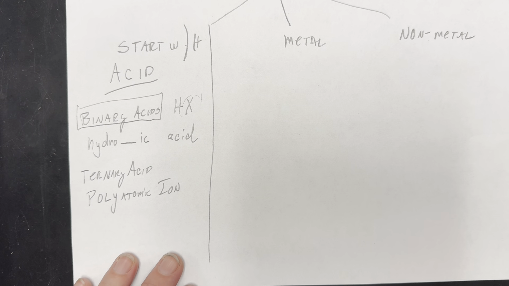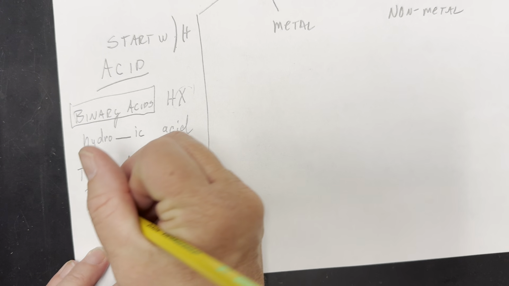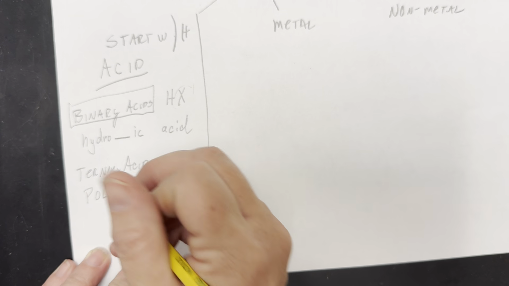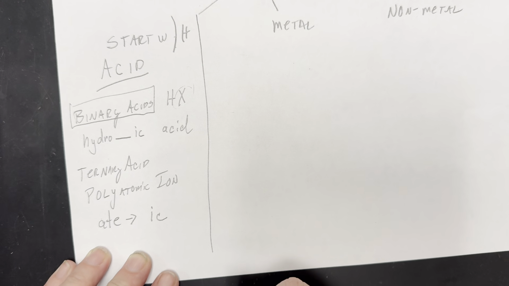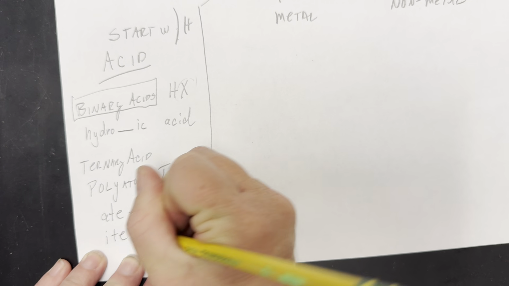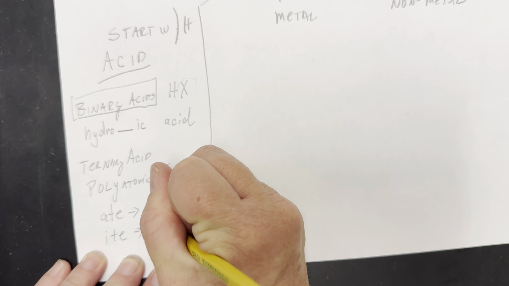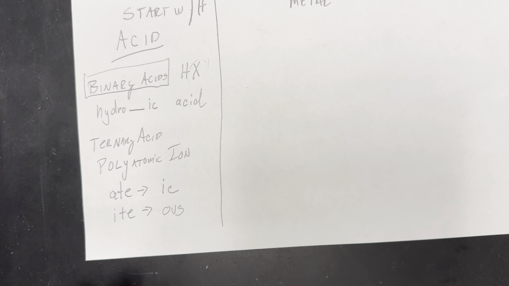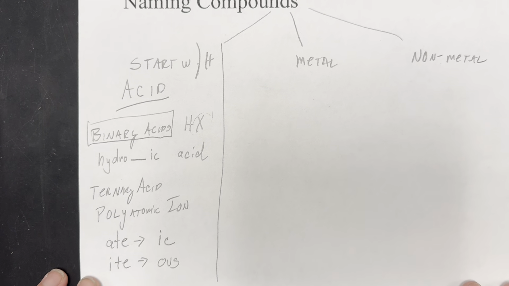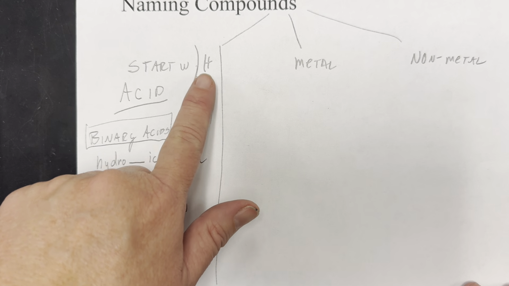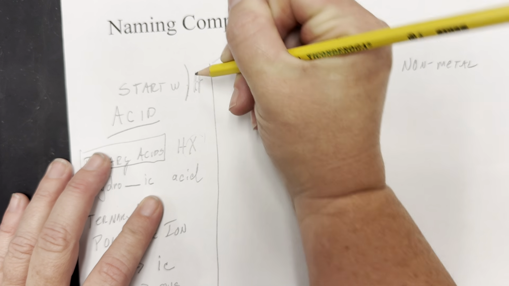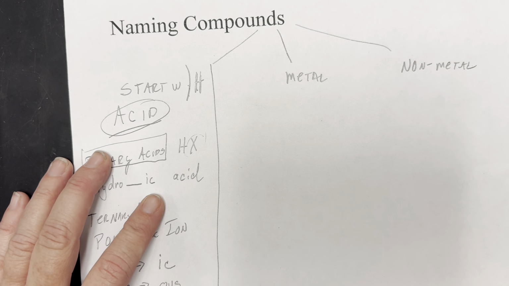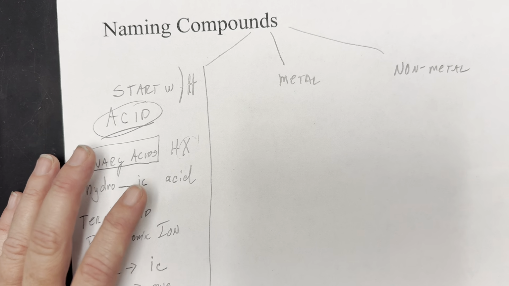If the polyatomic ion ends in ate, the acid is going to end in ic. If the polyatomic ion ends in ite, the acid will end in ous. There's a little saying that goes along with that: Ic, I ate and got an itis. So again, starting with hydrogen, you are going to be an acid, except for when you're dealing with water, of course.